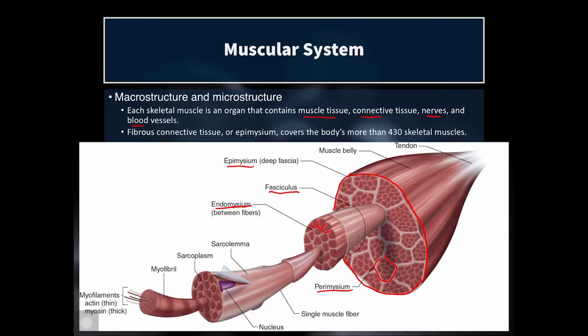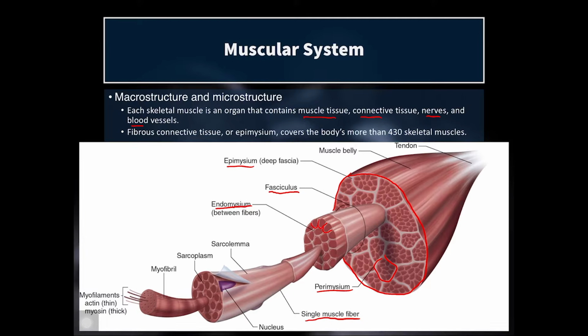Now, it's important to remember that all of these levels of connective tissue are actually continuous with the muscle tendon. So when tension is placed on any individual muscle fiber, whether by contraction, actively, or by passive stretch, that tension runs through the length of the muscle. And it's what allows the muscle to develop tension from one point of origin to its point of insertion. Now, in this fasciculus, we have these individual muscle fibers.